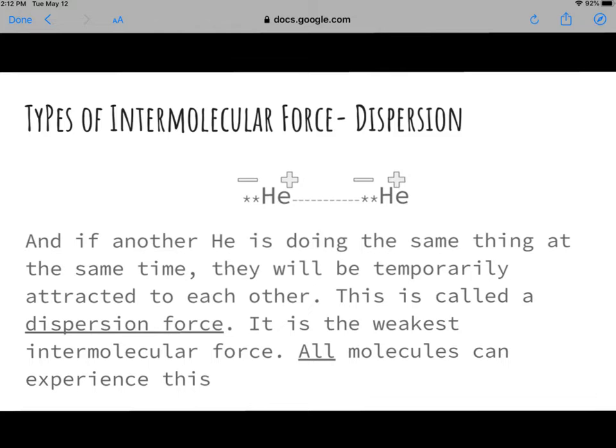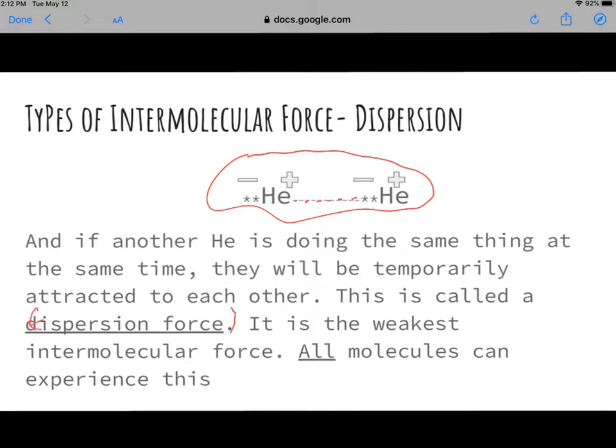And if it was, those two heliums could be attracted to each other. The negative side of one would be attracted to the positive side of another, and we would get this temporary little attraction between the heliums. And so we would call this temporary little attraction dispersion force.